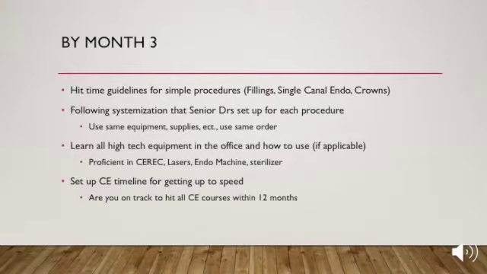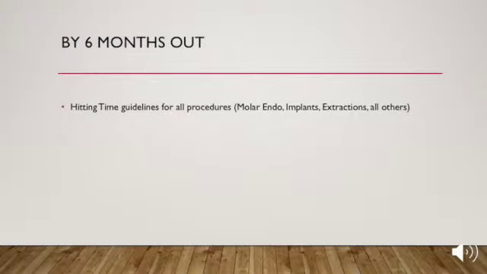And then also set up a CE timeline for getting up to speed. You want, or at least I would want, my associates to be on track hitting all of the required CE courses within 12 months. So by 6 months out, they should be hitting time guidelines for all procedures, including molar endo, implants, and extractions. Now we always have those extractions that don't go well, but for most extractions, this should be the case.